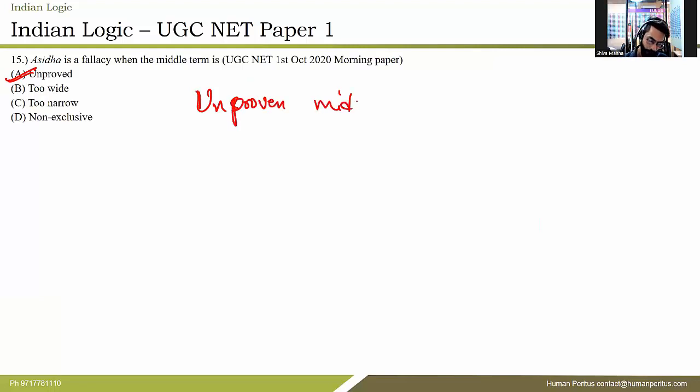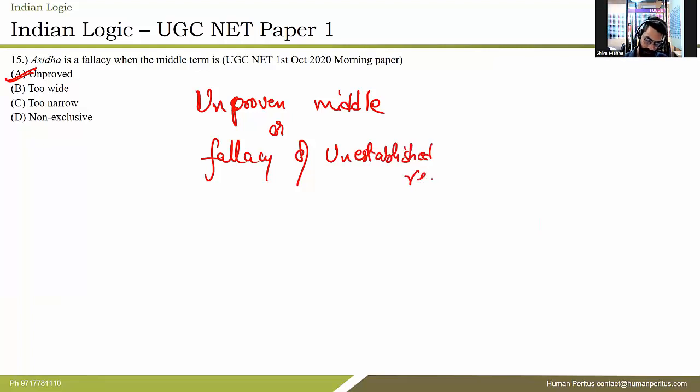unproven middle, or fallacy of unestablished reason. The middle is not yet proven, but it requires to be proved, just like a major term. All right. Now, moving on to the next question.